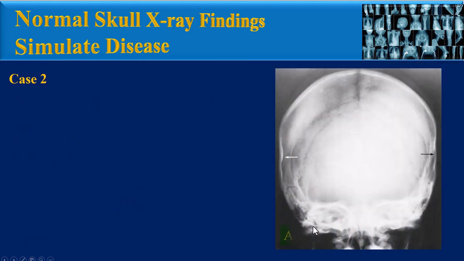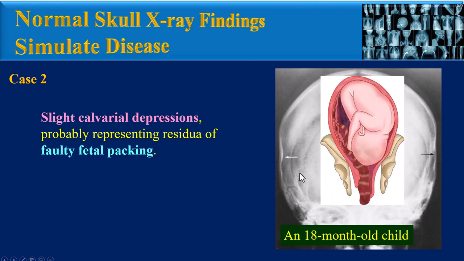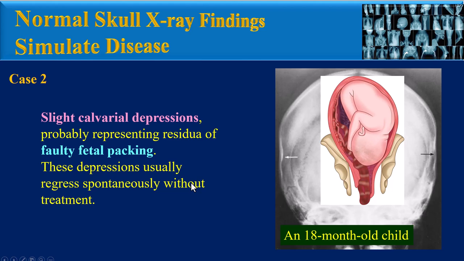This image is related to an 18-month-old child. We can see here slight calvarial depressions, probably representing residua of faulty fetal packing. These depressions usually regress spontaneously without treatment.